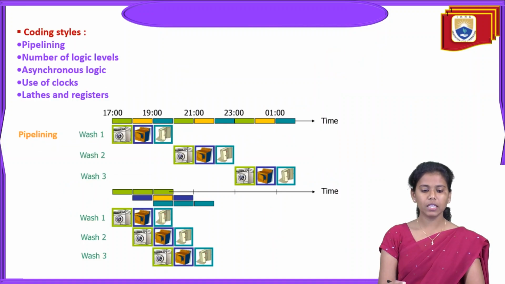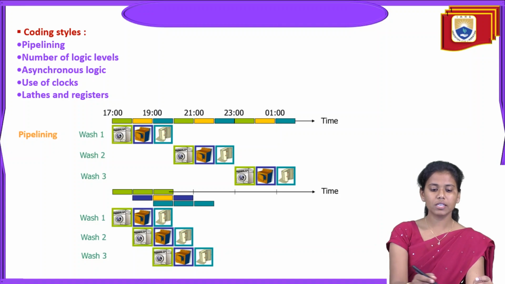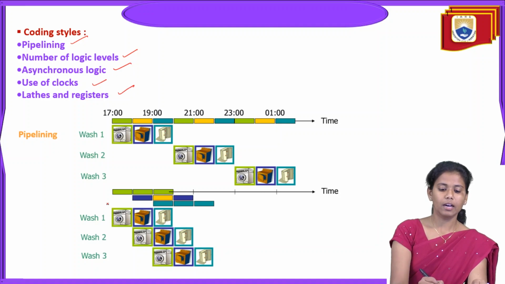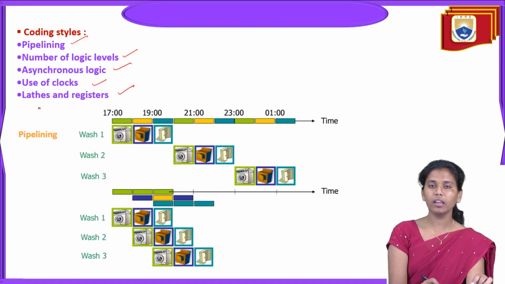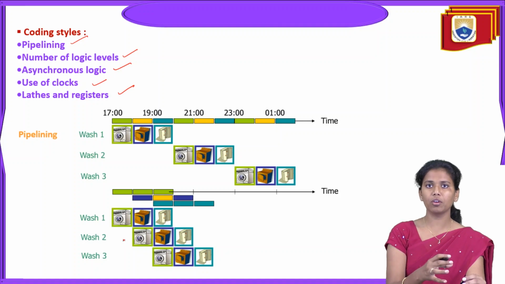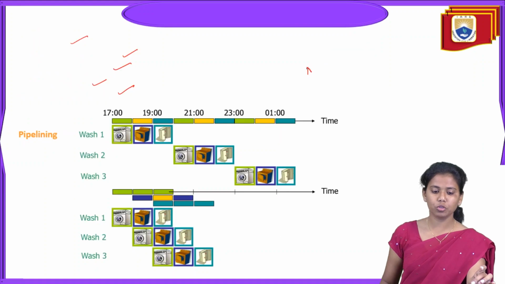Now we will see the coding styles. So in FPGA and CPLD, we have some coding styles to follow as well as pipelining. The coding styles go with pipelining, number of logic levels, asynchronous logic, use of clocks and latches, and registers. These are a few coding styles that we can see if you are moving your design from ASIC to FPGA.